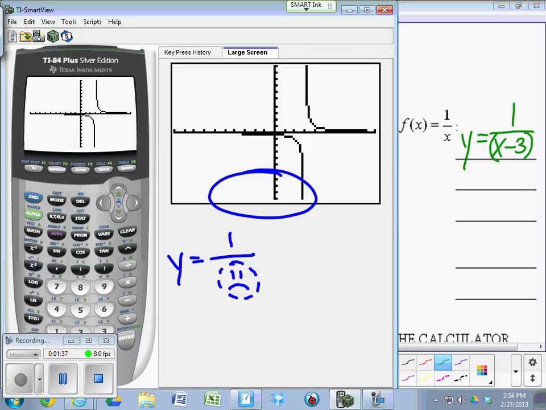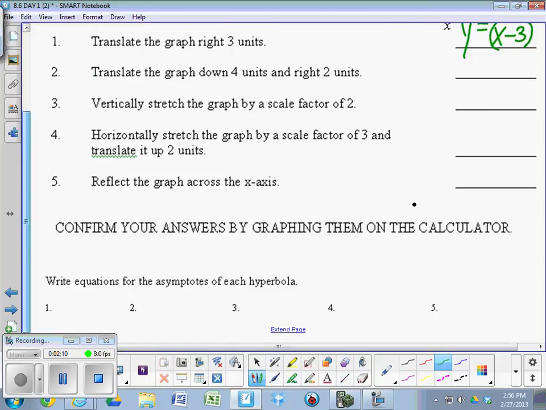All right? It has now moved right 3. And since the graph moved right 3, what else moved right 3? The asymptote. So wherever the graph goes, you take the asymptote with it. So since the graph slid right 3, which asymptote moved to the right 3? X equals 0 or y equals 0? X equals 0. If you go down to the bottom, it says write the equations of the asymptotes.